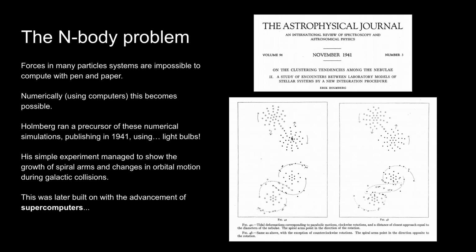The dots here each represent a light bulb, and the different coloured dots represent the two galaxies that are colliding. And quite amazingly, from this really simple setup, he managed to show the formation of spiral arms, so that's what these lines are showing here, and he also managed to show how orbital motion in galaxies will change during a galactic collision. But of course, we've come a long way since the 1940s, and even by the 1960s, supercomputers had come along, and they were capable of doing far larger calculations.